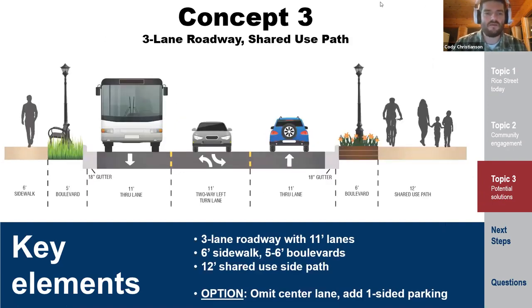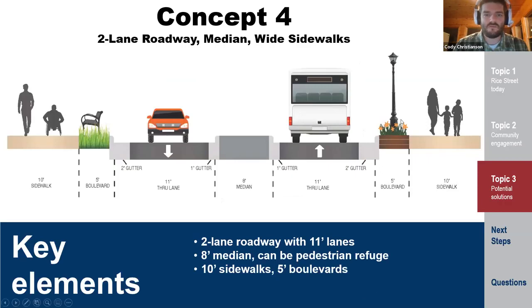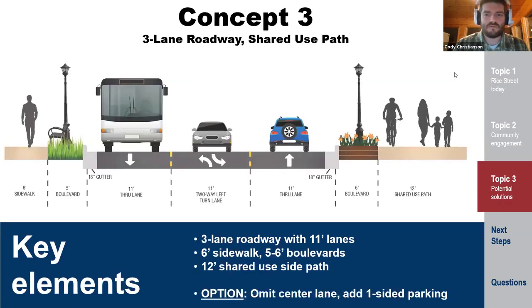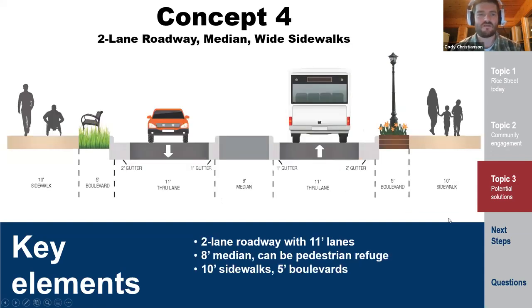So our third concept here follows that same three-lane roadway. However, on this one, we have the pedestrian sidewalk on one side with the boulevard, and on the other side, we have a proposed shared use path that would be wide enough to allow bikes and pedestrians to use the same space to travel up and down the corridor. Again, with the same option of the possibility of parking on one side. So I'll let that sit for a second and then we can go to concept four.